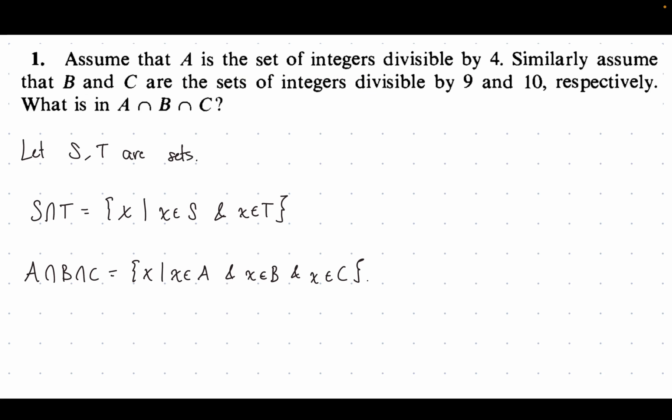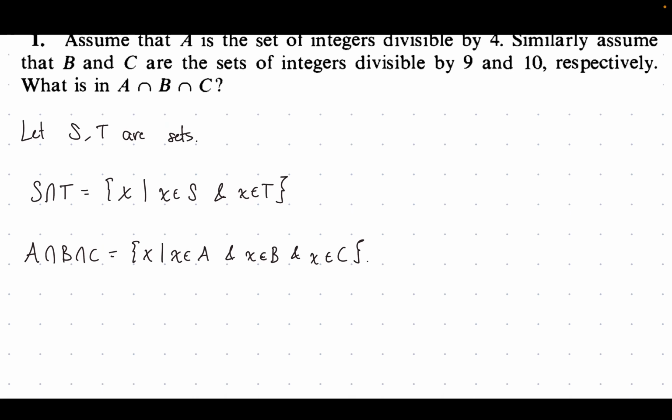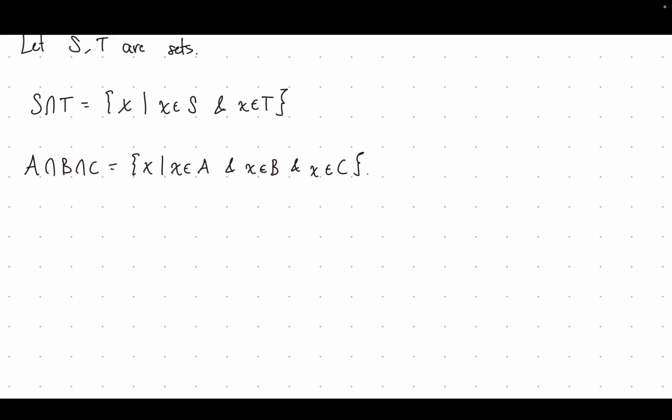So just intuitively or naturally, what we can say is that X is in A intersect B intersect C if it is divisible by 4, 9, and 10. Now, this is another answer. It doesn't quite get to the level of specificity that I would consider good or an appropriate answer to this question, but we can keep going and ask, okay, what are the numbers divisible by 4, 9, and 10?